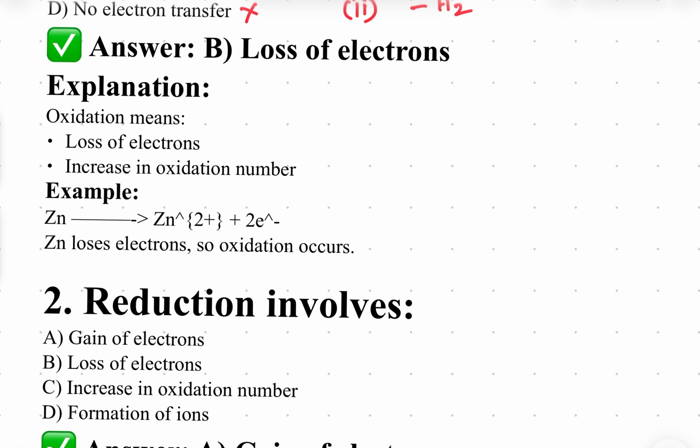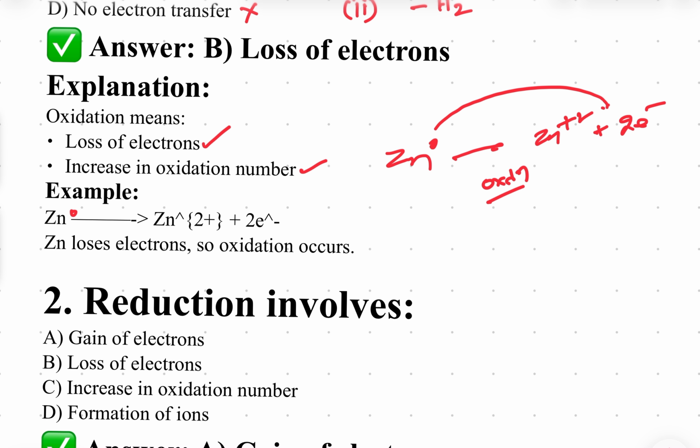Already we have the explanation. Oxidation means loss of electrons, and one more, increase of oxidation state. For example, you can take zinc 0 to plus 2. Plus 2 means removal of electrons. How many electrons? 2 electrons are lost. This is called oxidation. Clear? So increasing of oxidation state is also called oxidation. Don't forget this. That is nothing but loss of electrons. Clear, friends?